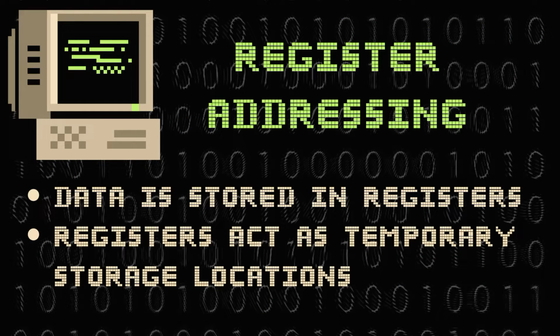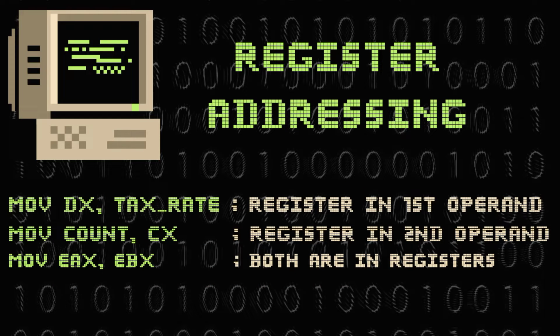The first addressing mode we will cover is called register addressing. In this mode, data is stored in registers. Registers act as temporary storage locations within the computer's processor. And as I mentioned before, depending on the instruction, registers can be used as the first operand, second operand, or both. For example, the instruction move dx, tax_rate. This assigns the value of the tax rate to the dx register. Here, the register dx acts as the destination operand.